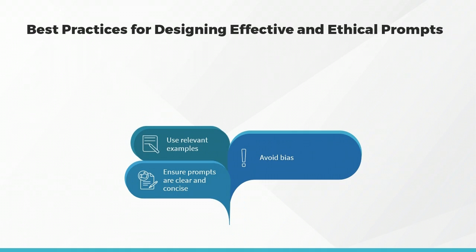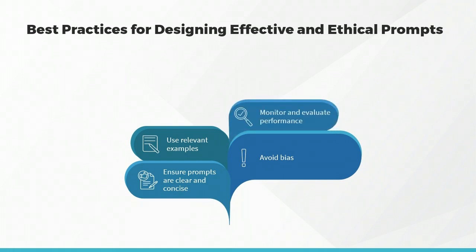Use relevant examples. Prompts should be designed to help the language model understand the context and generate text that is relevant to the task or topic. Providing relevant examples to guide the language model's response can be an effective way to improve its accuracy. Monitor and evaluate performance. Regular monitoring and evaluation of the language model's performance is crucial in identifying potential bias and making necessary adjustments to the prompts and training data.